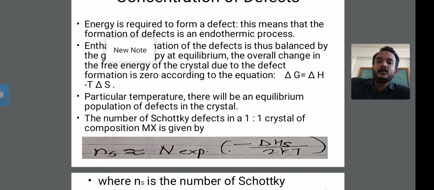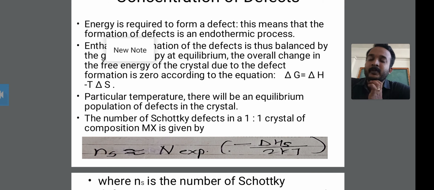the free energy of the crystal due to defect formation is zero, which means the free energy change due to the crystal defects is zero. Therefore this equation shows that the crystal forms the defects, and the defect formation is zero by this equation, that is delta G is equal to delta H minus T delta S.